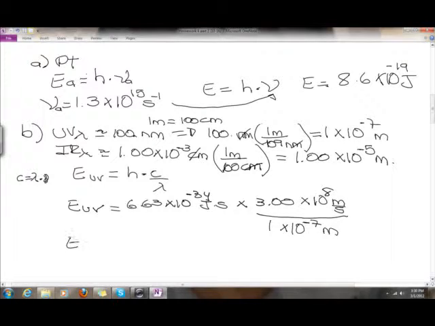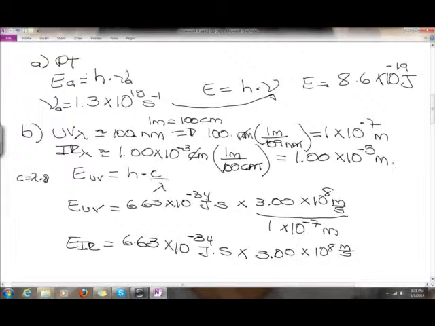Now the energy for the IR would be the same, but with a different value of wavelength. 6.63 by 10 to the minus 34 joule seconds by 3.00 by 10 to the 8th meters per second, divided by the wavelength in meters. Second and second cancel out, and you're left with joules.